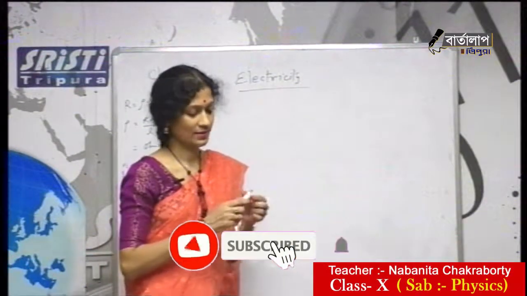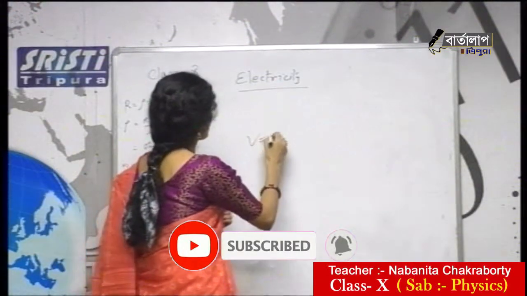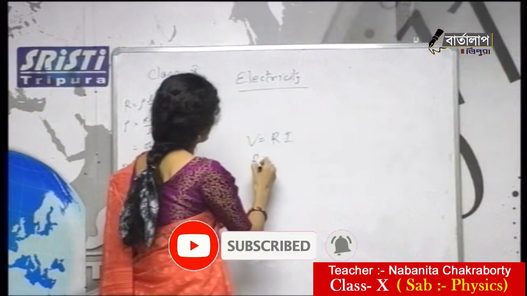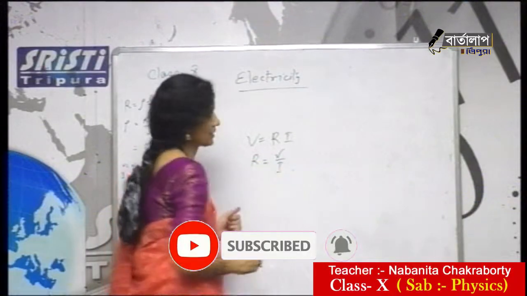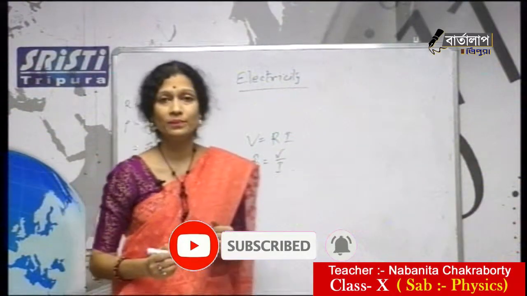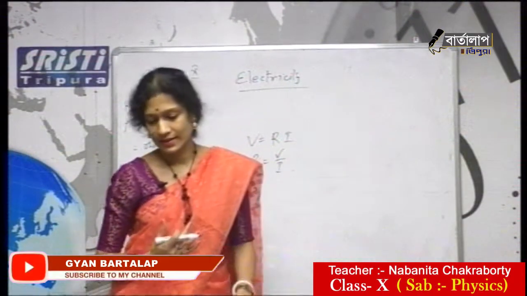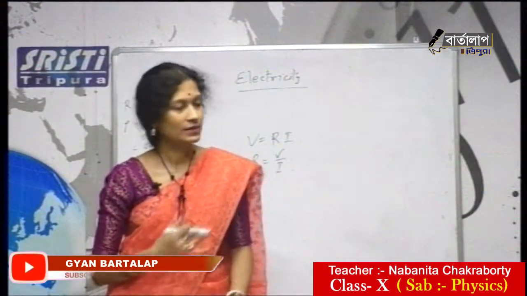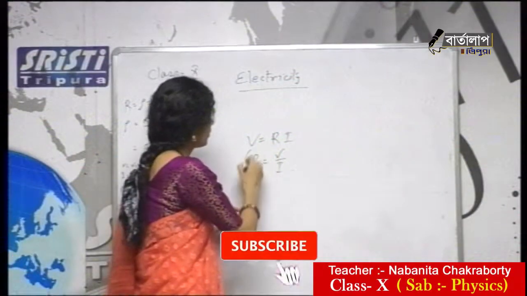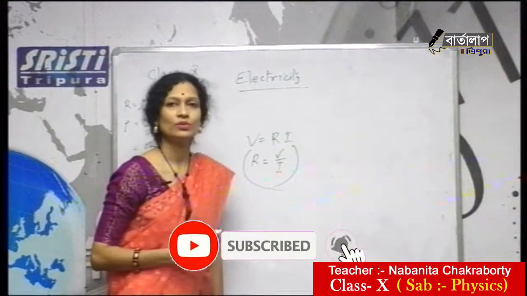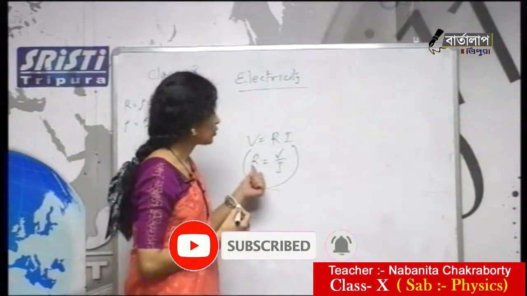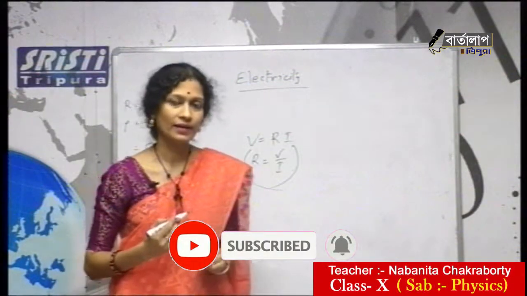Resistance. What is resistance? Yesterday we explained it very well: the unit of resistance is ohm, which is volt per ampere, and resistance is the obstacle to the flow of charge. Now R equals V by I. On which factors does R depend?